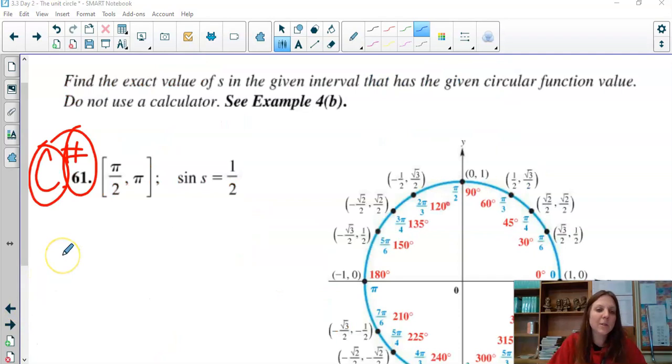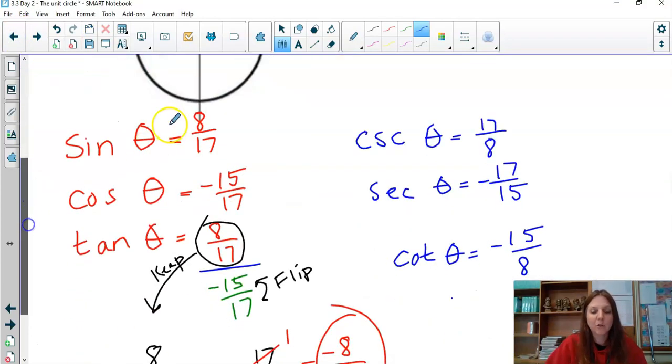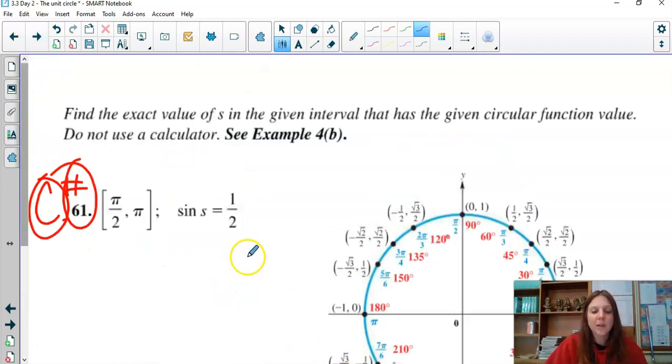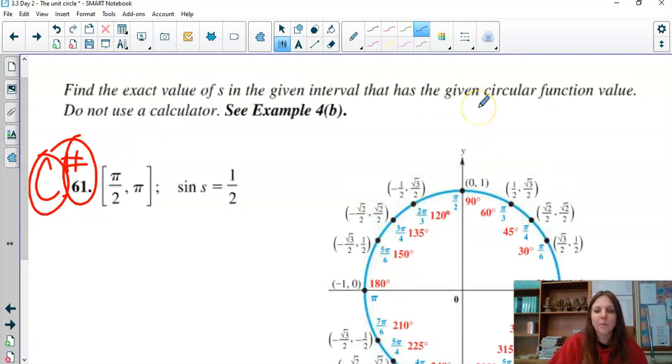Okay, now what I'm going to do is find an angle when I'm given the trig function value. So in these last questions, we were finding the trig function value, all these values on the side. Now you're going to be given a trig function value and you're going to find the angle that they're talking about in the problem. Okay, so here's what it says. It says you are given an interval and you're looking for the angle that has the given circular function value.